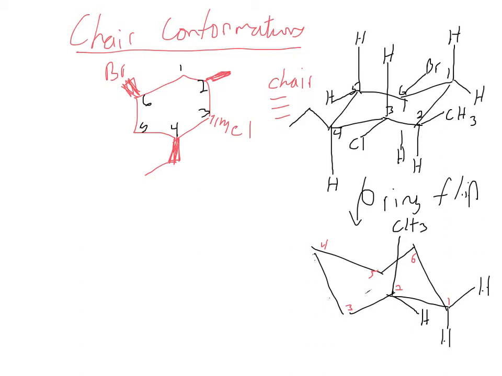So now carbon 3 has a chlorine. What position is the chlorine going to be? Axial or equatorial? It's going to be axial down. Now 4, that ethyl is going to be axial or equatorial? It's going to be axial. And 5, don't worry about. There's nothing really on 5.